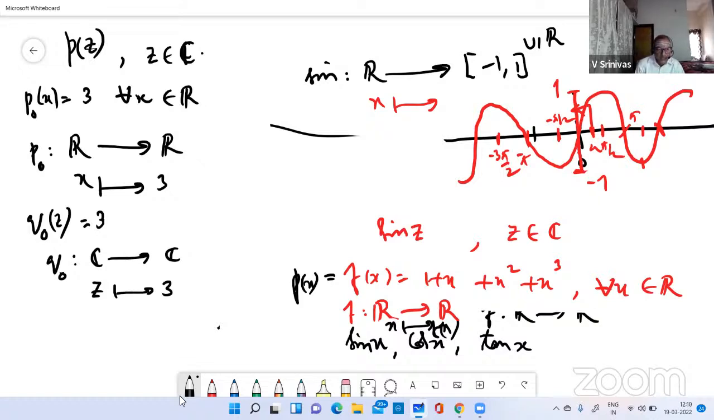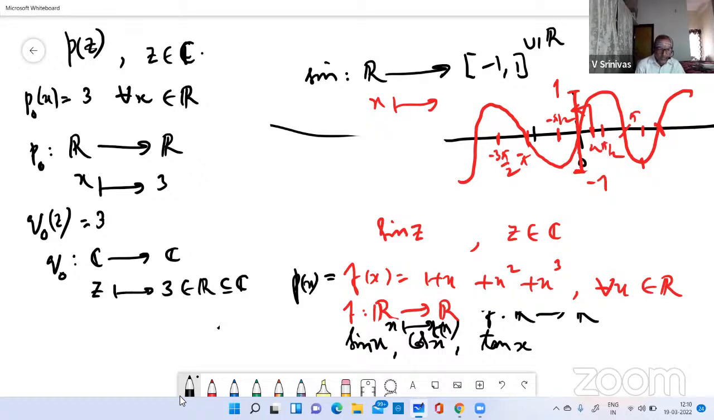So this q naught is a complex valued function of a complex variable, and 3 is a real number, and every real number is also a complex number. So in fact this is a real valued function of complex variable, right? And because R is contained in C, this can be treated as a complex valued function of complex variable. This is a constant function.